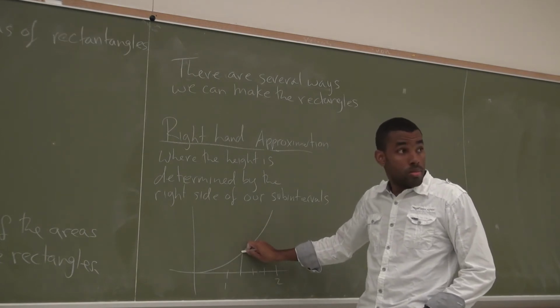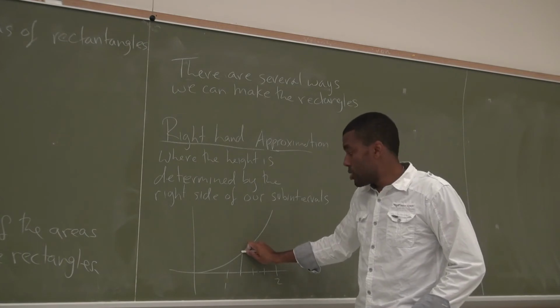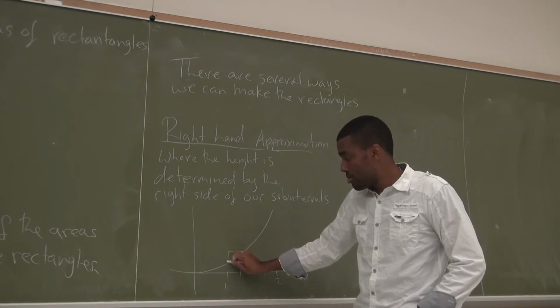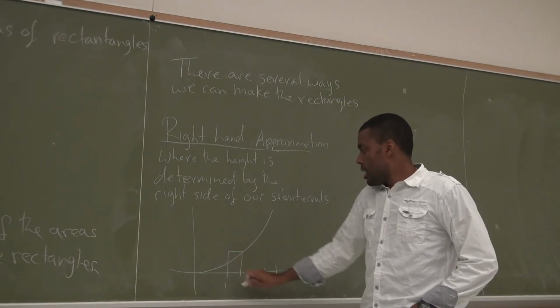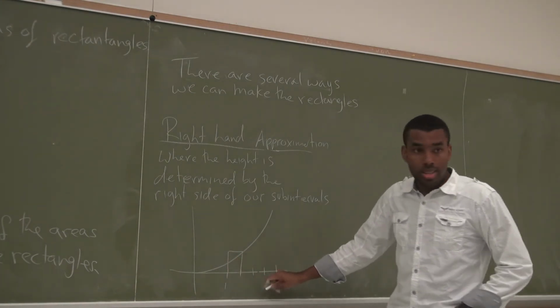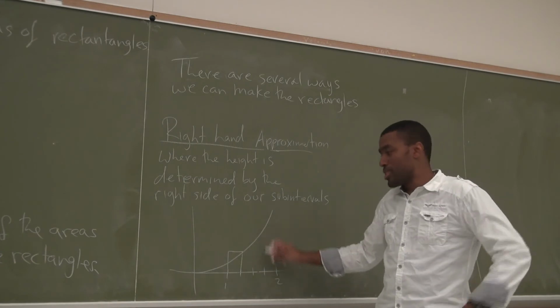How about trapezoids? We can use trapezoids. That's again in Calc 2. That's called the trapezoid rule. Yeah, there's the trapezoid rule, Simpson's rule, all that.